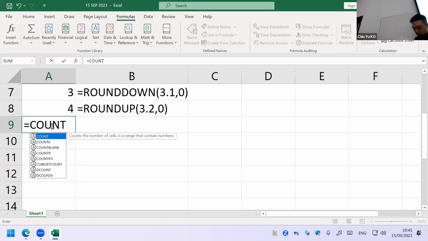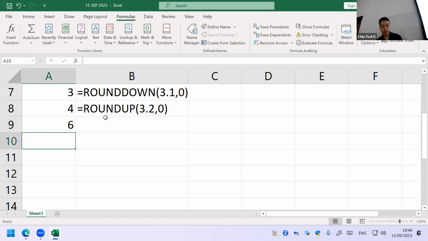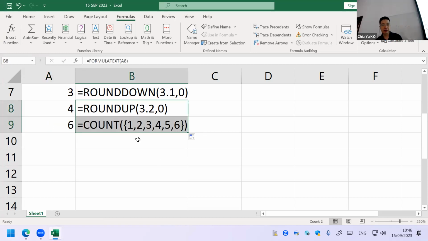Okay. So suppose I have a count and you do the curly bracket. For the curly bracket, no matter your Windows or Mac, it is next to the letter P. Okay. Curly bracket, and you put say 1, 2, 3, 4, 5, 6. Okay. And by construction, you have 6 observations. So this would give you 6. Let me do the entering. Okay, 6, because Excel will tell you how many numbers are there.